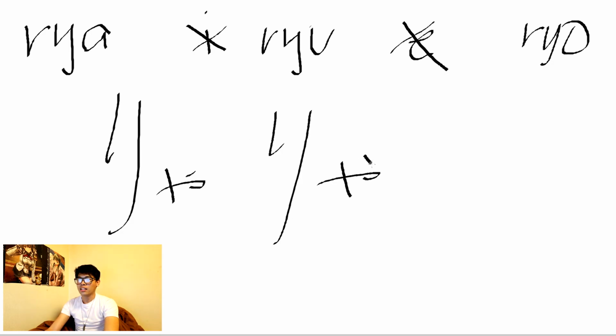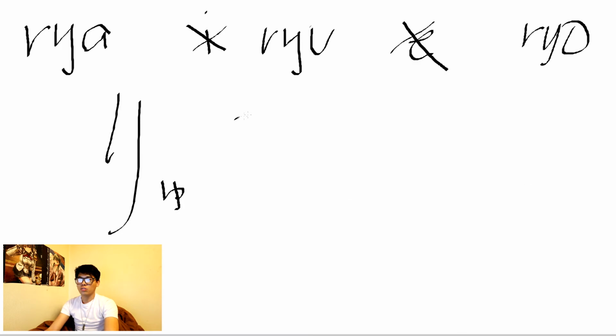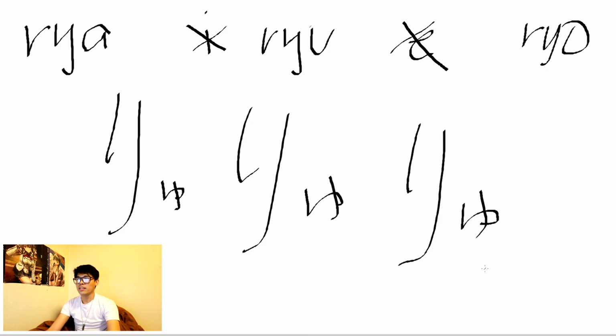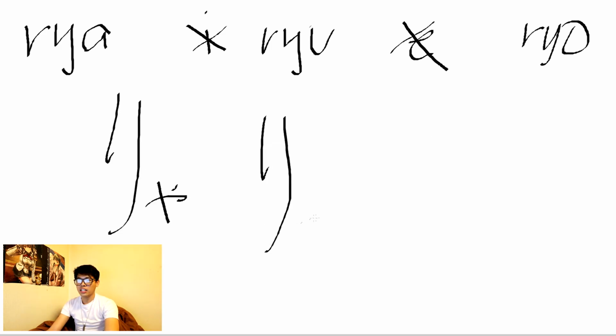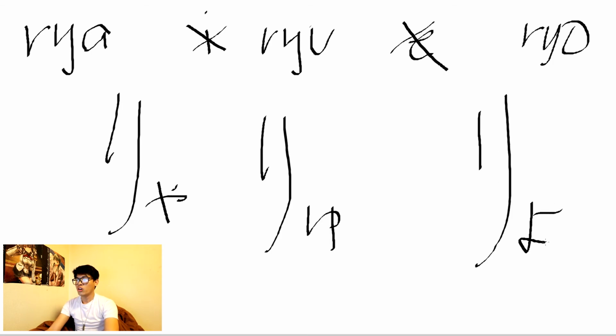The base is ri plus ya, small letter ya. Ri, ya. Small letter u to become ryu. Small letter yo. Ri, yo. We have base ri plus ya, rya. Ryu. Ryo.